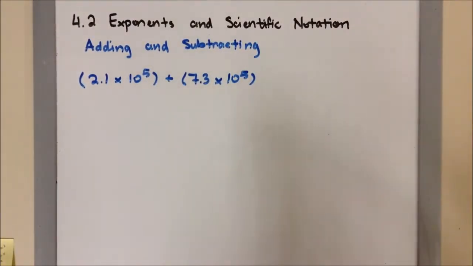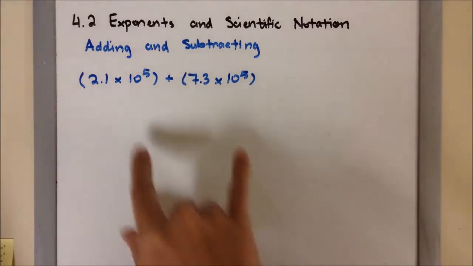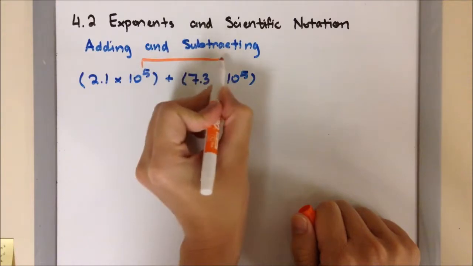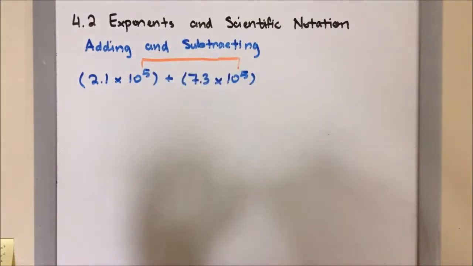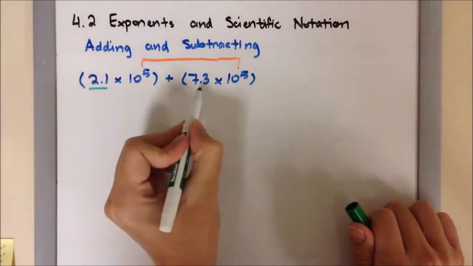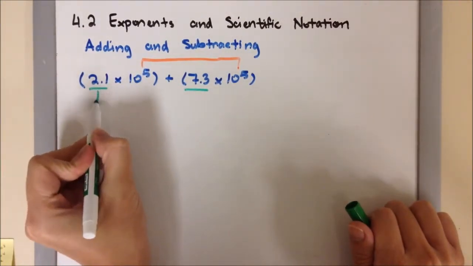The next part we're going to go over today is adding and subtracting in scientific notation. So it's going to be fairly easy, but there's some things you need to watch out for. For example, when you are adding and subtracting, you can start adding and subtracting if your tens have the same exponents. So, if they are the same, then you can start off adding the two numbers that are in front of the tens, so my 2.1 and 7.3.